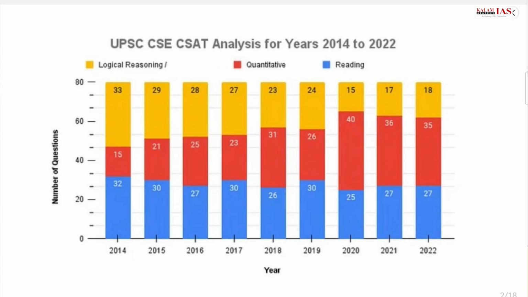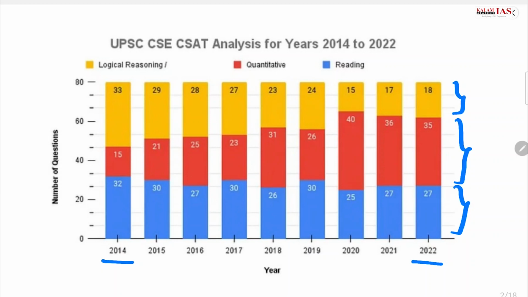As you can see, from 2014 to 2022 we have done a small analysis, and the number of questions more or less has been constant. If we see the most recent one, reading comprehension is 27 questions, quantitative questions are 35, and 18 questions are of logical reasoning.